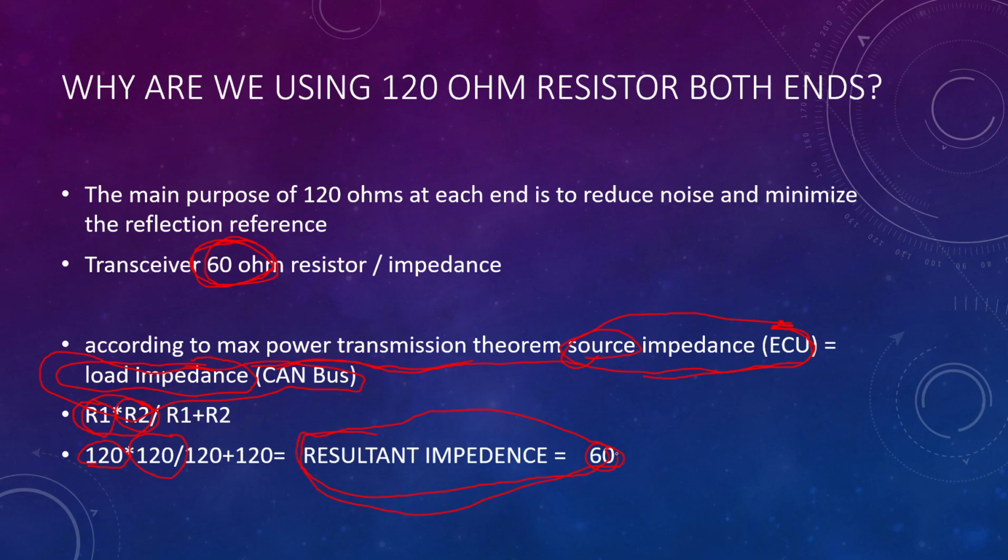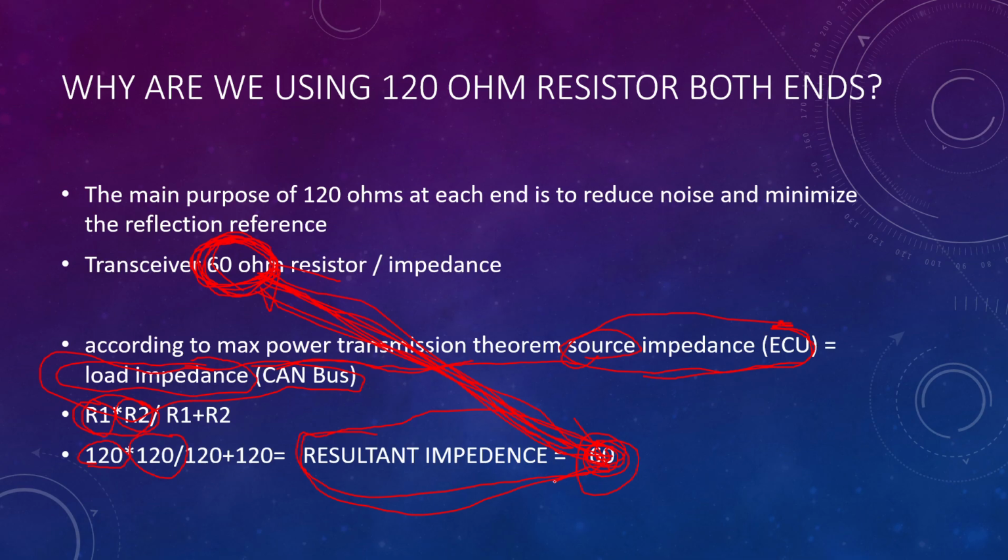So this 60 and the transceiver's 60 ohm will match. So there is no chance of noise, and there is no chance of mismatching the data by using this 120 ohm resistor in this protocol.